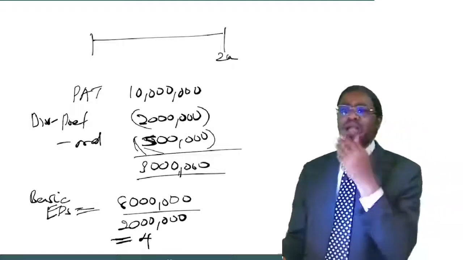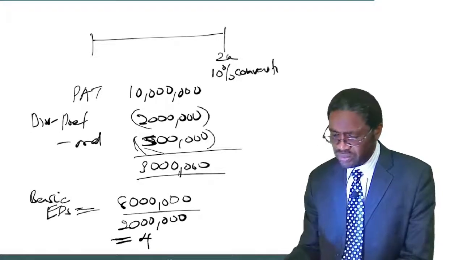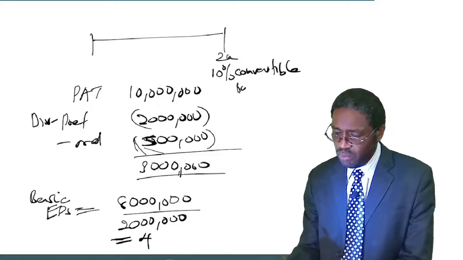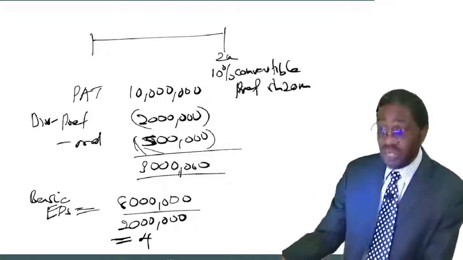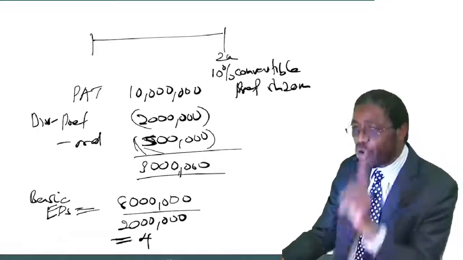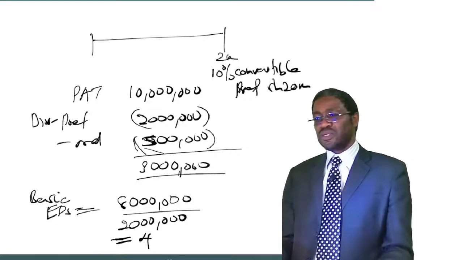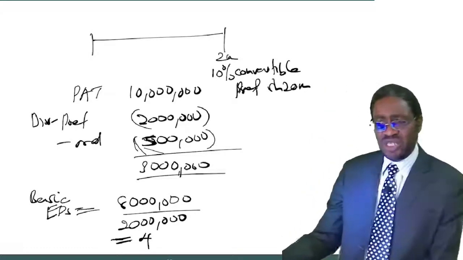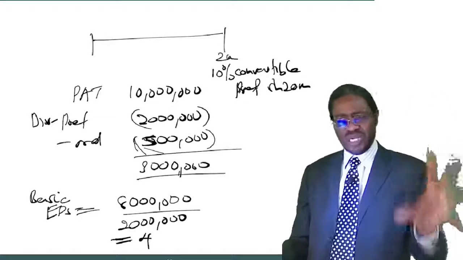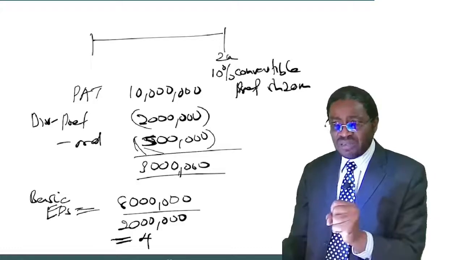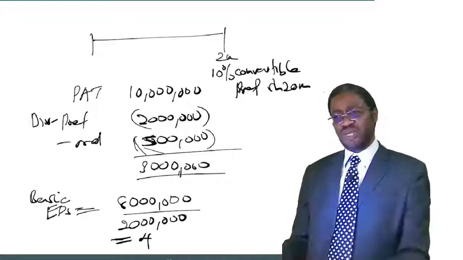But by the end of this year, our company has a 10% convertible preference worth 20 million. These preference shares were issued many years ago. So this year, we paid them a dividend of 2 million, which is 10% of 20 million.